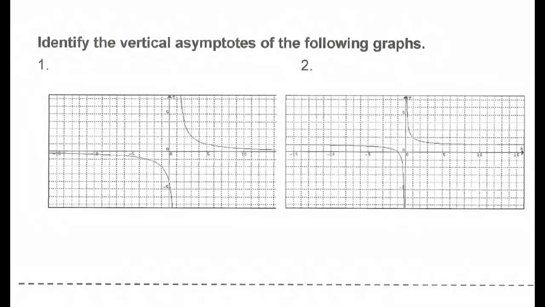Identify the vertical asymptotes of the following graphs. Notice our picture does not cross the line x equals 1. So the vertical asymptote is x equals 1. In the second graph, our picture does not cross the line x equals 0. So the vertical asymptote is x equals 0.